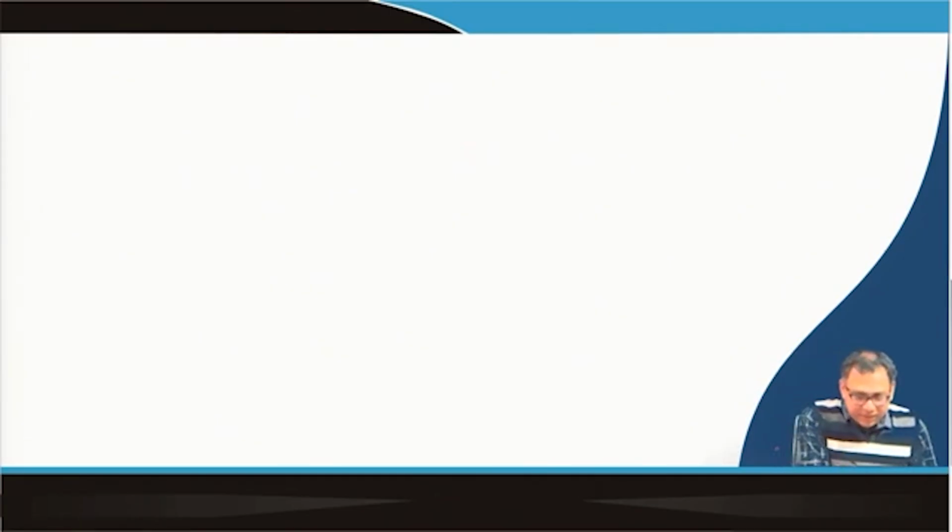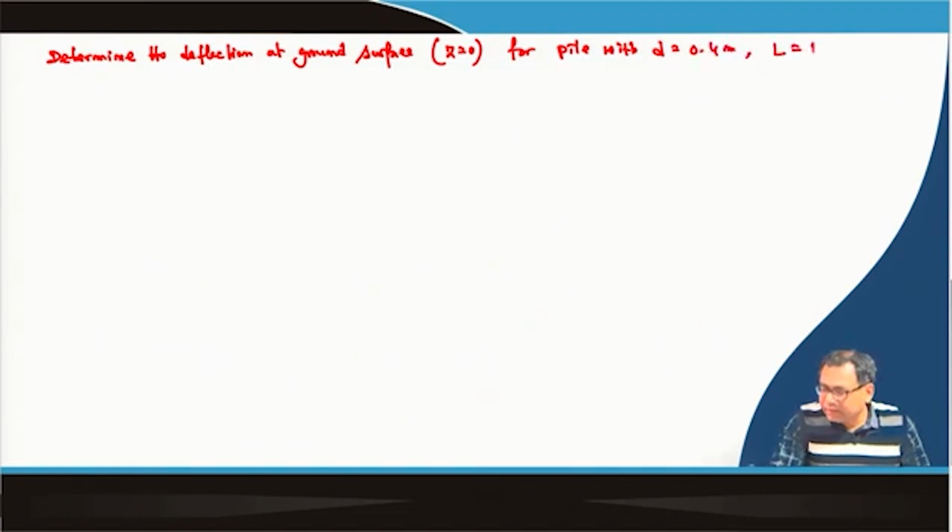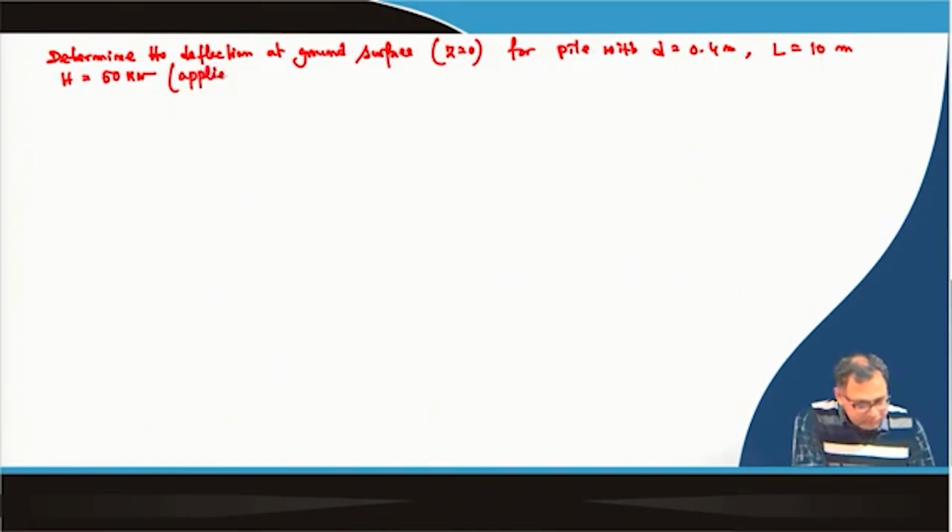So, again the same problem I am taking: determine the deflection at ground surface, that means z will be equal to 0, for a pile with d equal to 0.4 meter and L equal to 10 meter, because it is applicable for the long pile, and H is 50 kilonewton, which is applied at the ground surface.